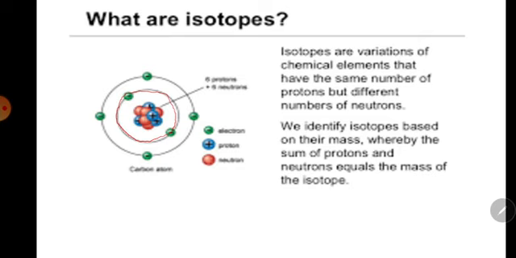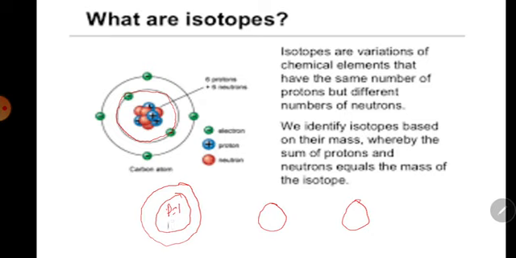Isotopes are variations of chemical elements that have the same number of protons but a different number of neutrons. So, if we have three atoms, I will take only the nucleus. If it has 1 proton and 0 neutrons; if it has 1 proton and 1 neutron; if it has 1 proton and 2 neutrons.